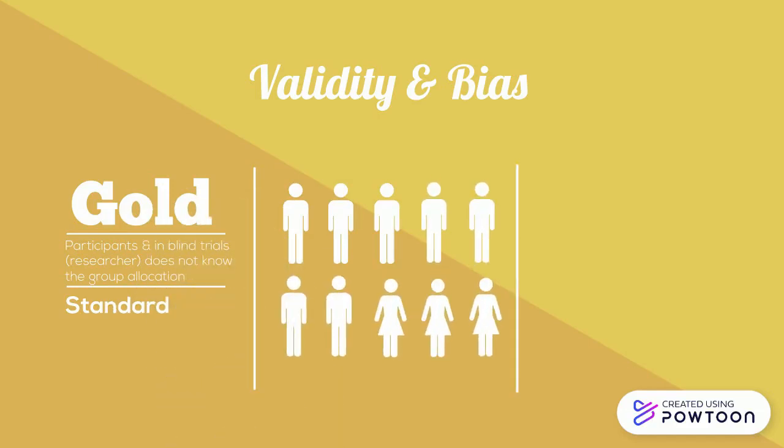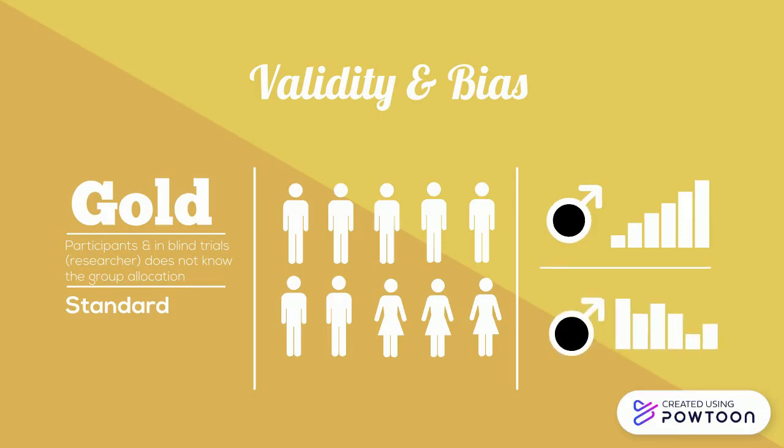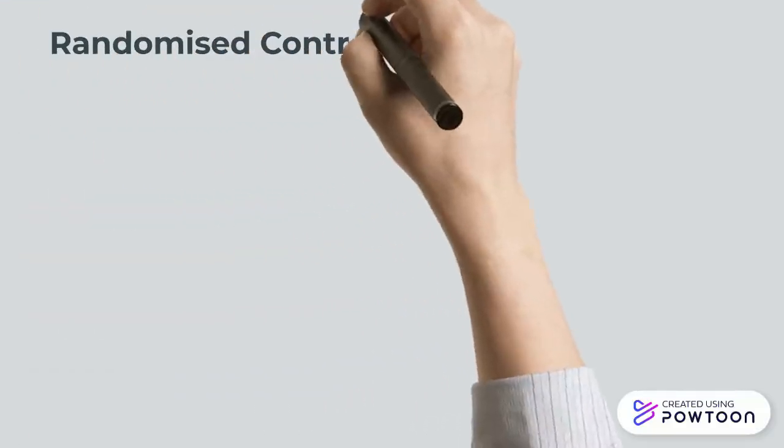Since the participants do not know what group they're placed into, it reduces the likelihood of the results being skewed due to bias. This is even more apparent in blind RCTs where researchers are unaware of the difference between the two groups. I will now explain a real-life example.